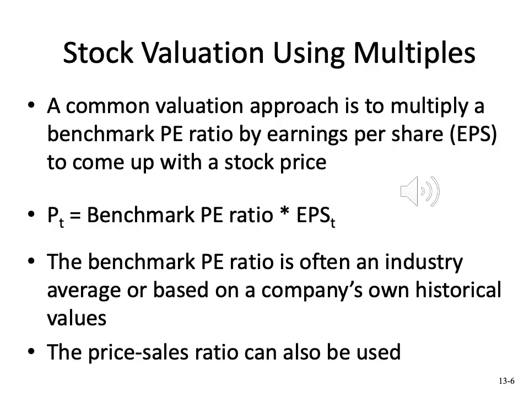Here, the benchmark P/E ratio most often is the industry average or based on the company's own historical values. For example, for the past couple of years, you calculate the average of the company's P/E ratio. When you use the industry average, most of the time that is also a reported number. They average across all the companies in the same industry. Sometimes people can also calculate stock price using the price to sales ratio, which is the price per share divided by the sales per share. The logic is the same.